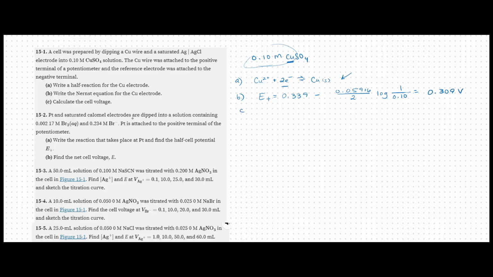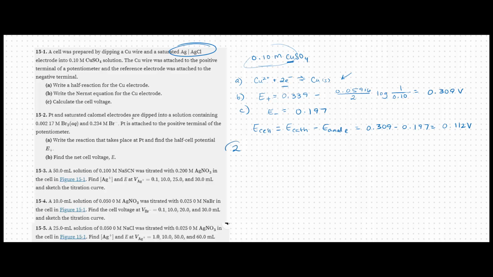So C, calculate the cell voltage. Well, you need to know the E of the anode. So the E of the anode is going to be the silver chloride standard cell potential, 0.197. So the E of the cell is still going to be the E of the cathode minus the E of the anode. It's just the E of the anode is our standard silver chloride cell. So 0.309 minus 0.197. You should get an E of the cell then of 0.112 volts.